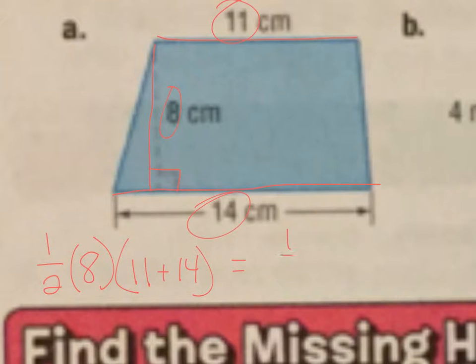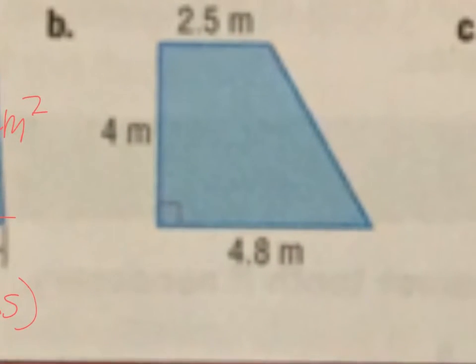So that equals 1/2 times 8 times 25. Now when I do all that, if I do the 8 times 25 first, 8 times 25 is 200 times 1/2. The area is going to equal 100 centimeters squared. Okay, let's do the next one.